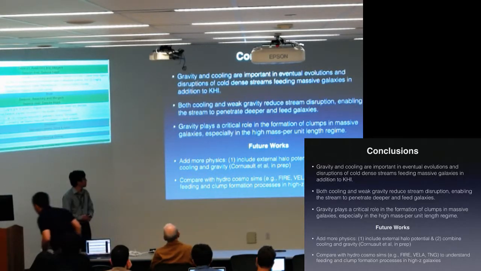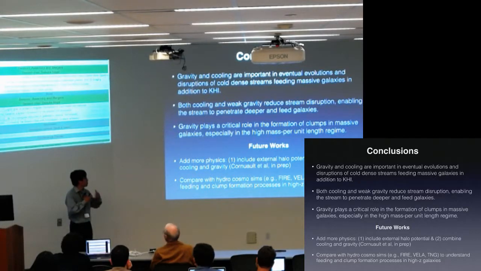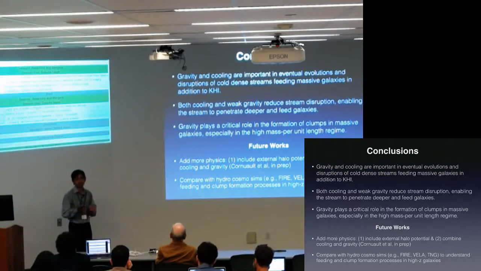So for future work, when we talk about gravity, these streams are penetrating into these massive halos, so it is also important to include the external halo potential, which can accelerate the stream as you go inward. Also, because of the different geometry, the stream radius gets lower and lower as you penetrate farther into the center. Also, when you have this formation of clumps in the gravity, if you add cooling, these properties can change as well. So another goal is to combine this cooling and gravity.